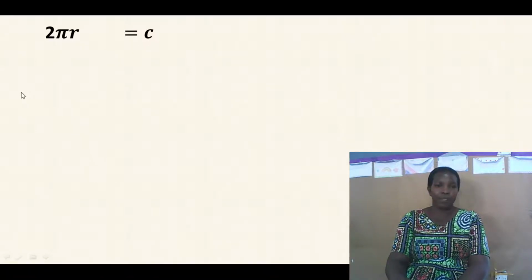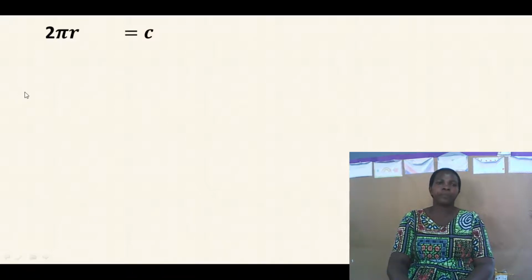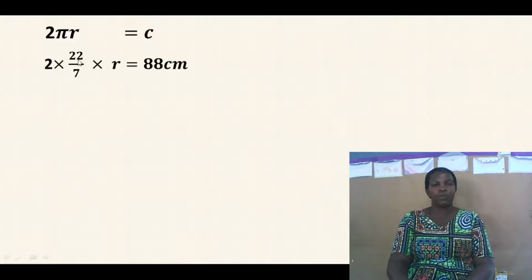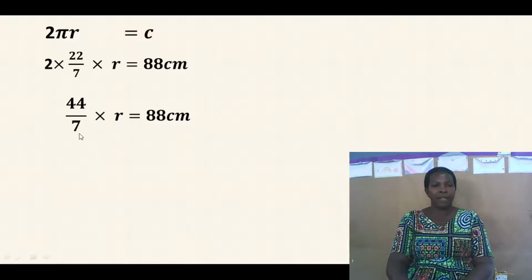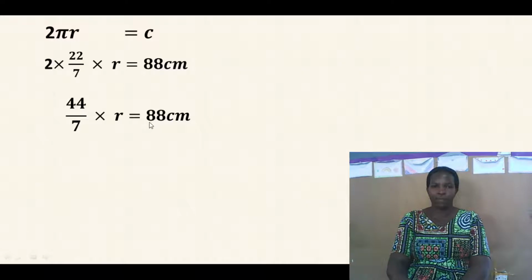Our next step is to substitute. My dear boys and girls, you're going to substitute in order for us to look for the radius. So, we shall have 2 times 22 over 7 times the radius. This is equal to 88 centimeters. In our next step, we shall multiply 2 times 22. We shall come up with 44, over 7, times the radius. This is equal to 88 centimeters.